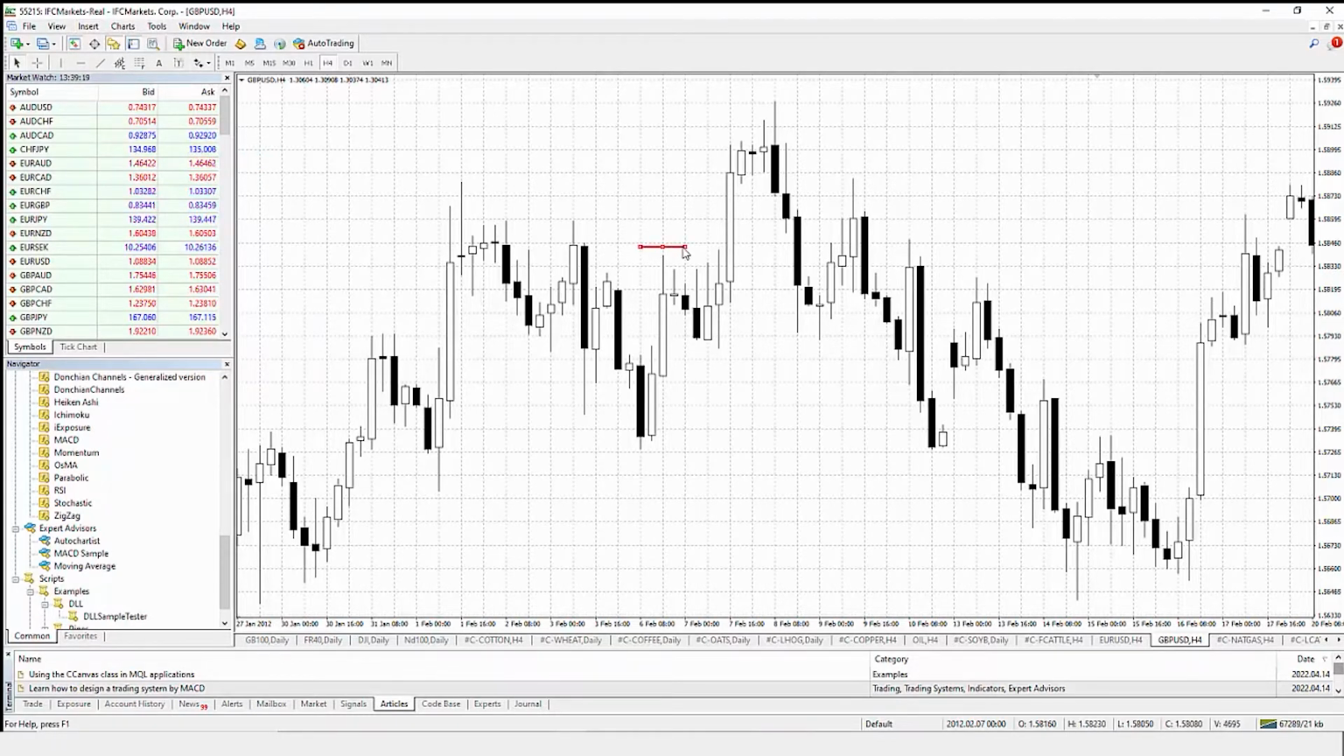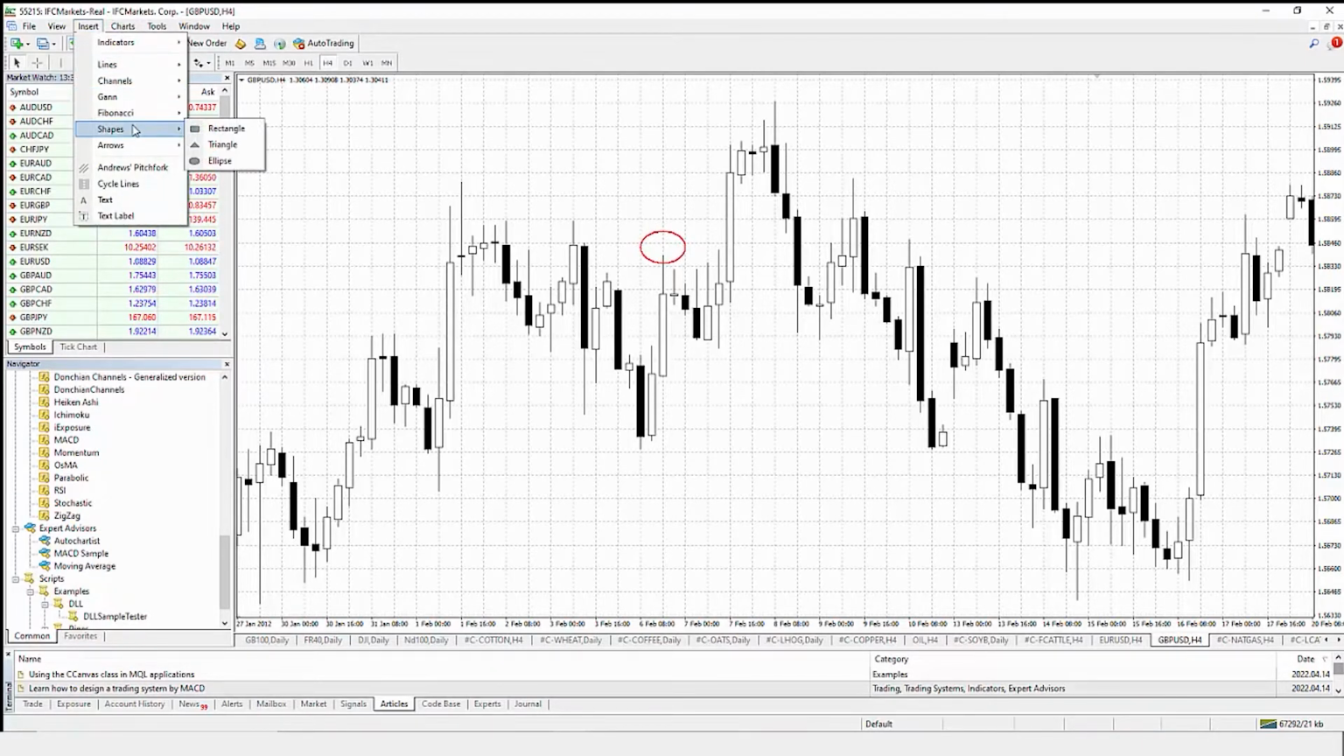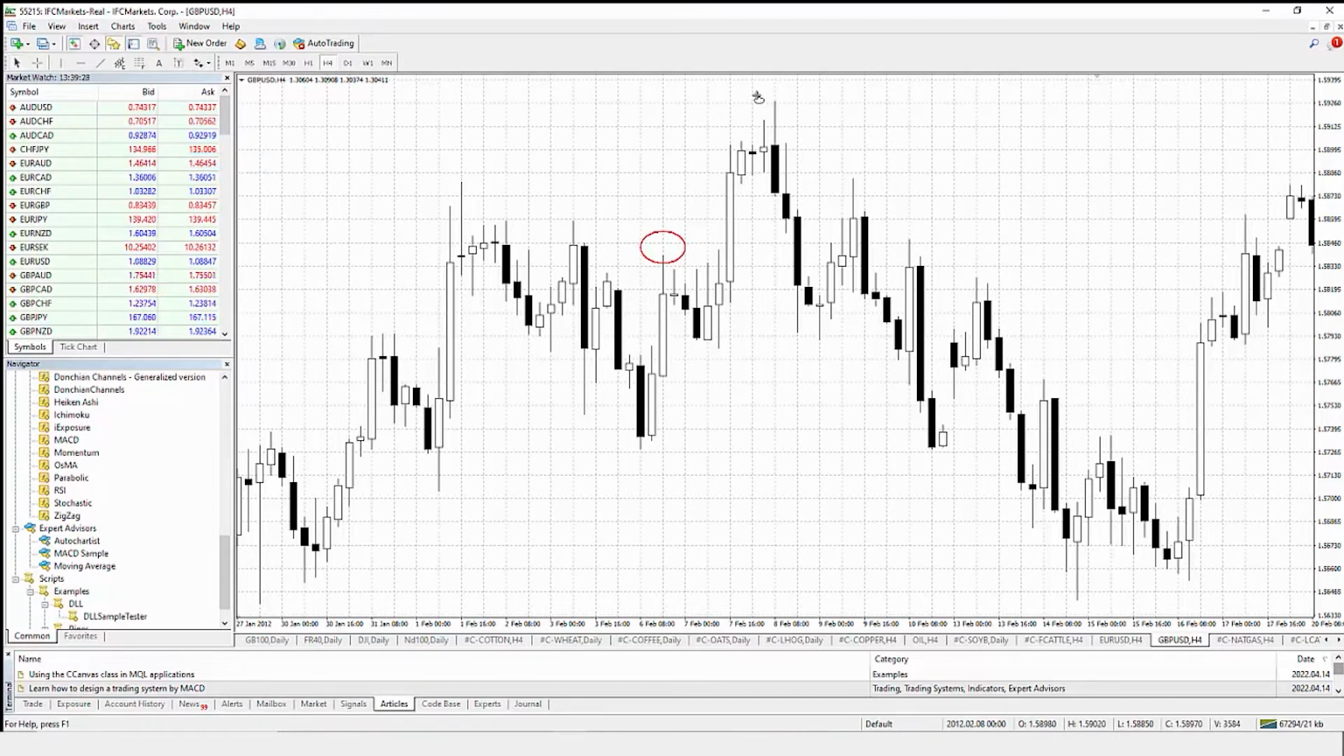So this is the first peak, the left shoulder, followed by a higher peak, the head, and then another lower peak, the right shoulder.